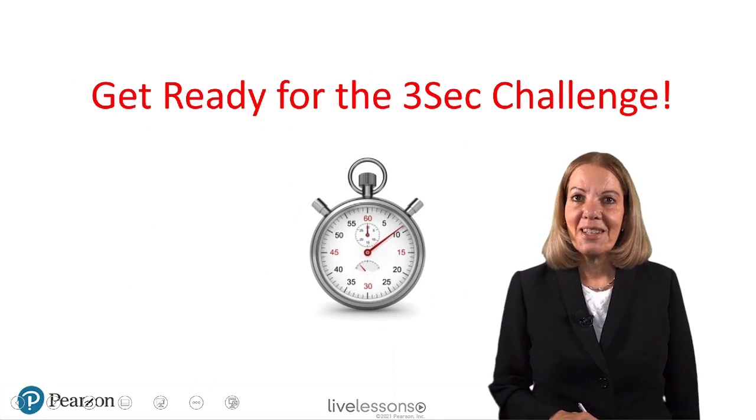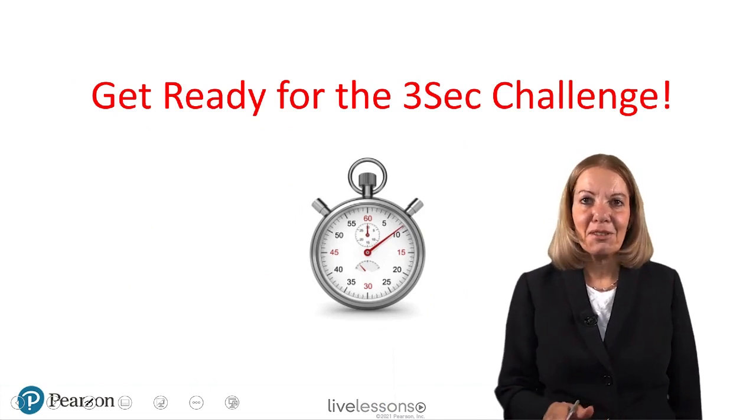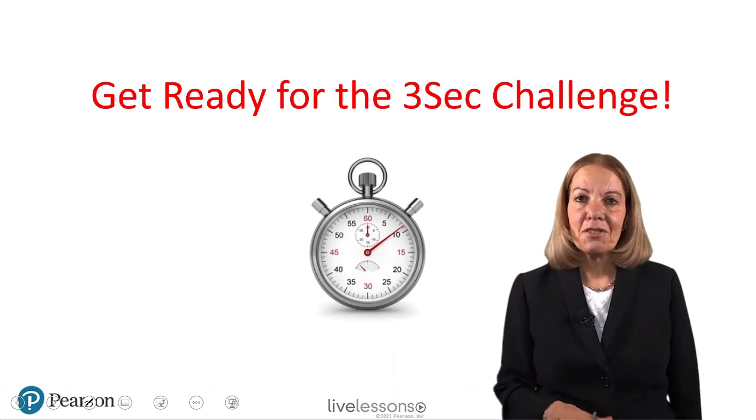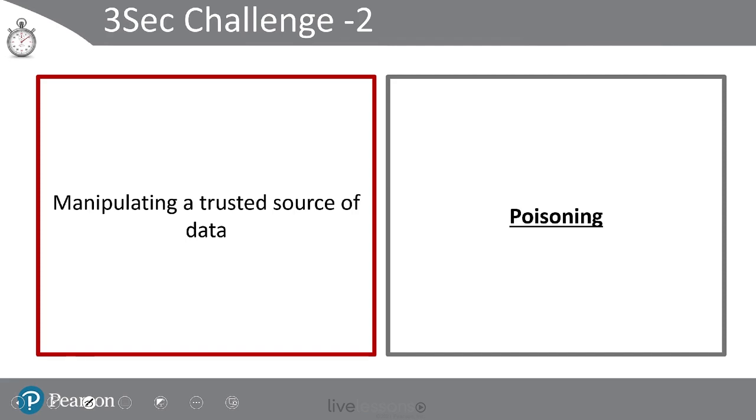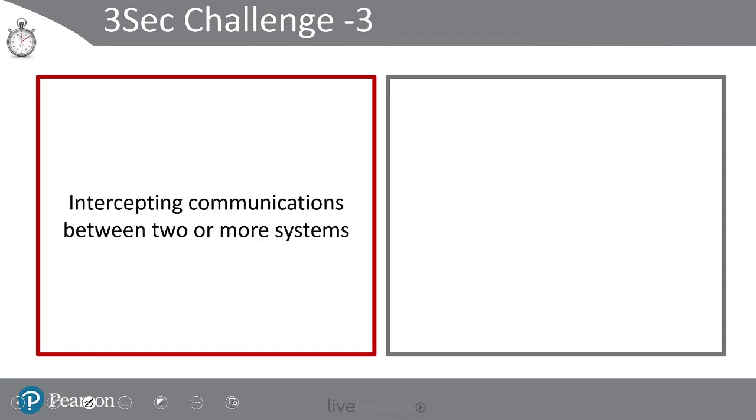So that brings us to a 3-second challenge. You ready? You know the drill. 5 challenge questions, 3 seconds each. Let's go. Challenge 1. Impersonating an address, system, or purpose. What's this type of attack called? 1, 2, 3. Spoofing. Challenge 2. Manipulating a trusted source of data. 1, 2, 3. Poisoning.